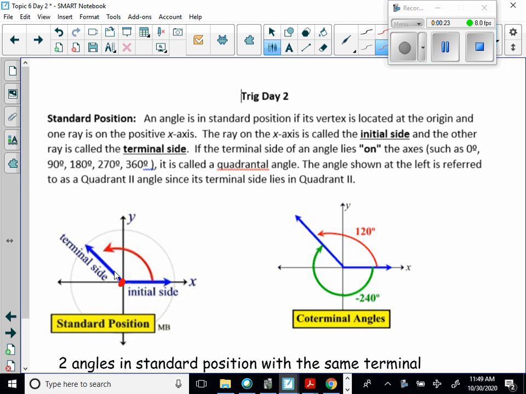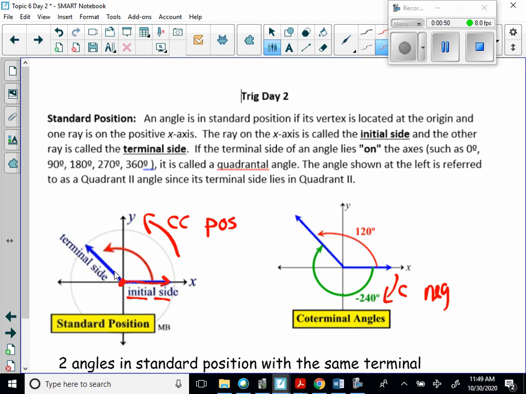It says, and one ray is on the positive x-axis. So this is the ray that's on the positive x-axis. So this is the initial side. The initial side is always starting on the positive x-axis. Now rotation going this way is counterclockwise, and that's positive. Rotation going this way is clockwise, and that's negative. So just keep that in mind.